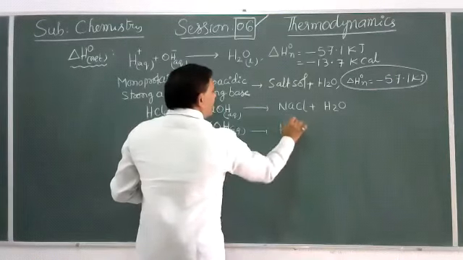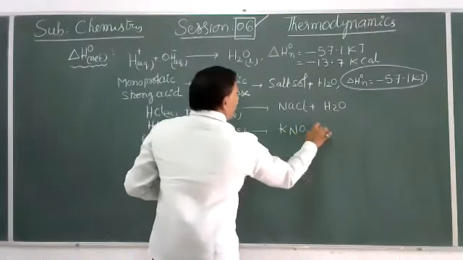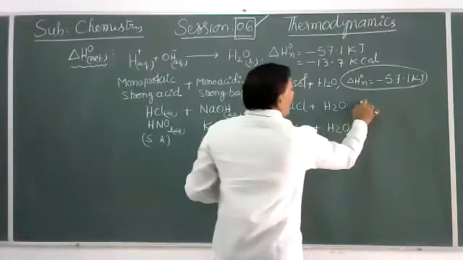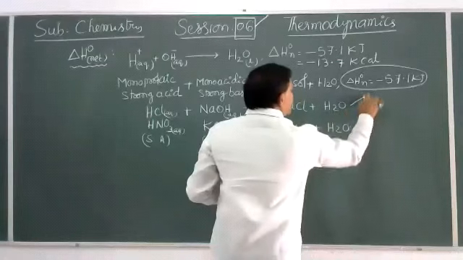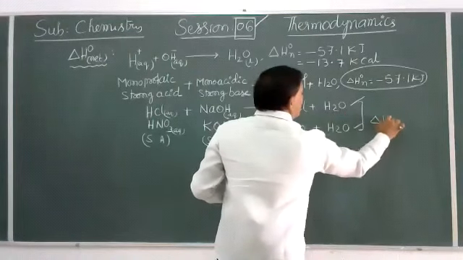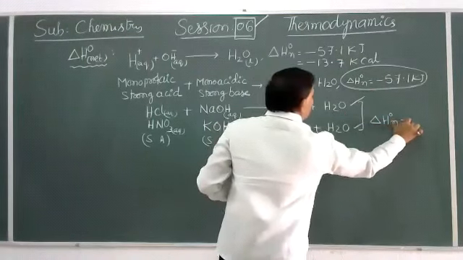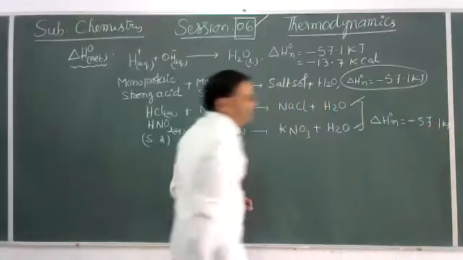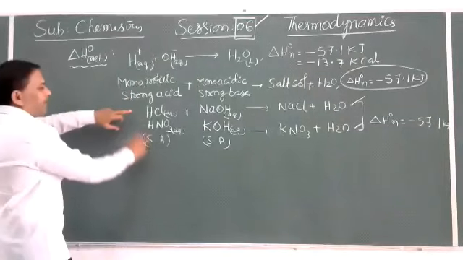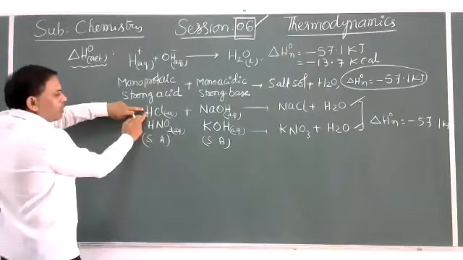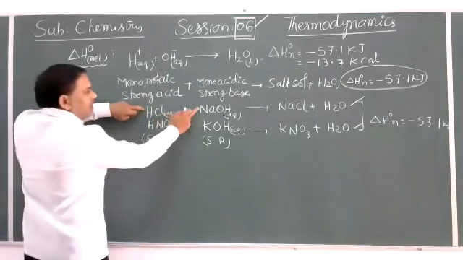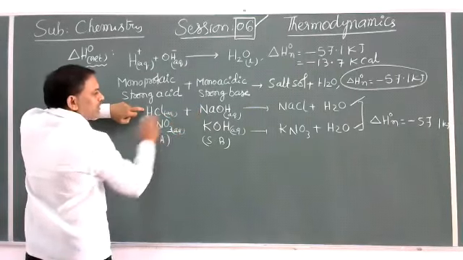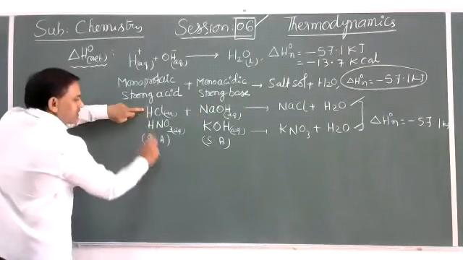Here, KNO3 plus H2O, water is formed, undissociated. Now, always constant, in this case delta H naught N must be equal to minus 57.1 kilojoules. Monoprotic strong acid and monoacidic strong bases neutralize. I'll take this example again.